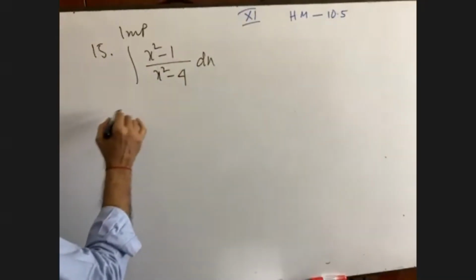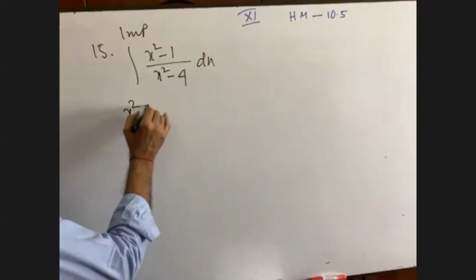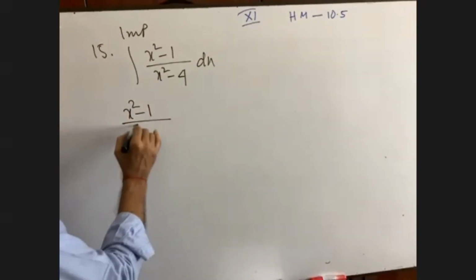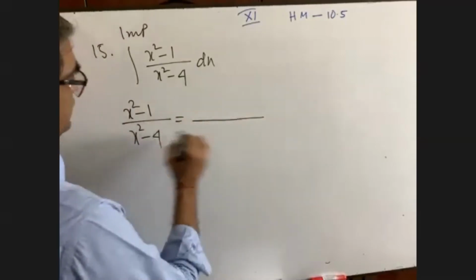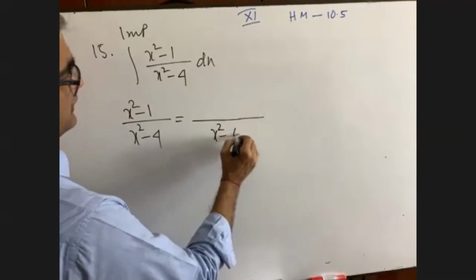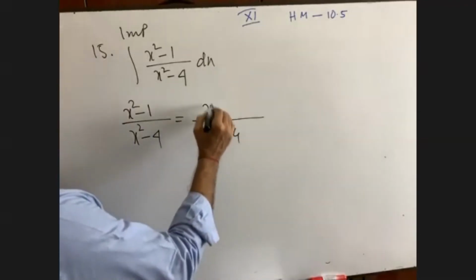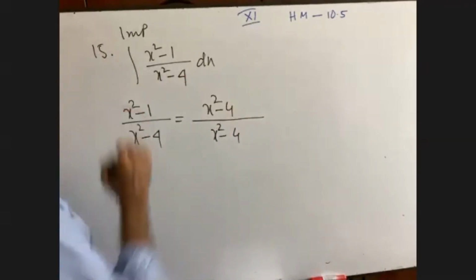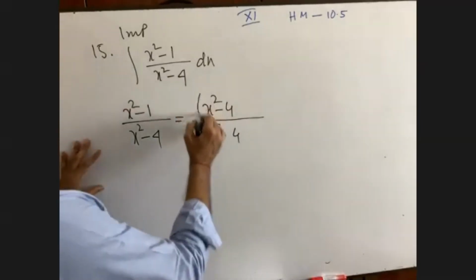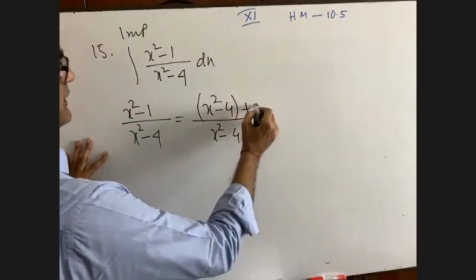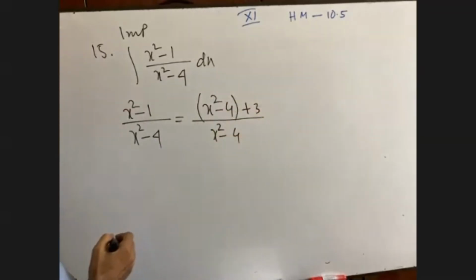Actually, we'll write down here we get x square minus 1 by x square minus 4. What is to be done? This is x square minus 4, this is x square minus 4. Here it is to be written x square minus 4. But we see that we don't have the numerator as it was. What is the difference? Here we have to give another 3, right?